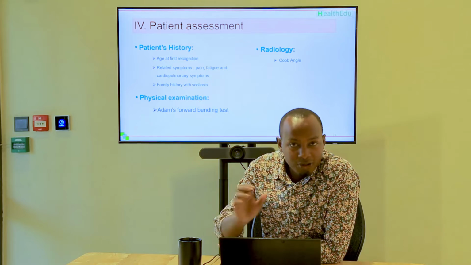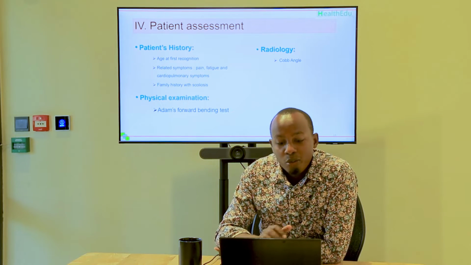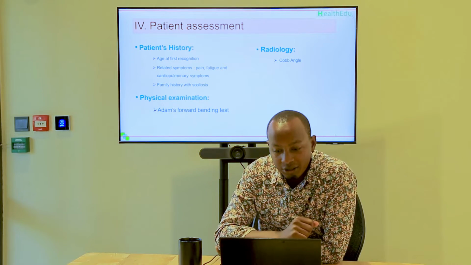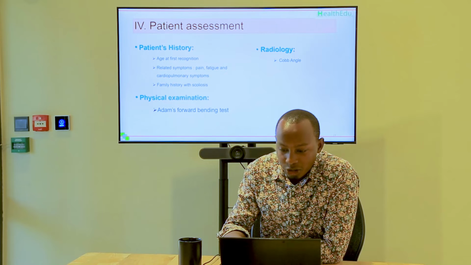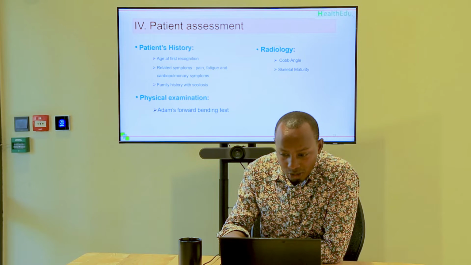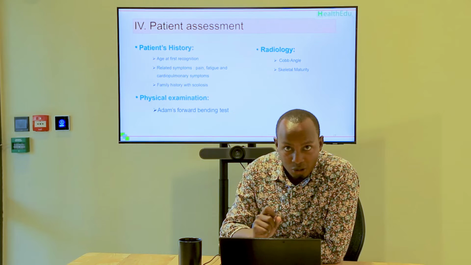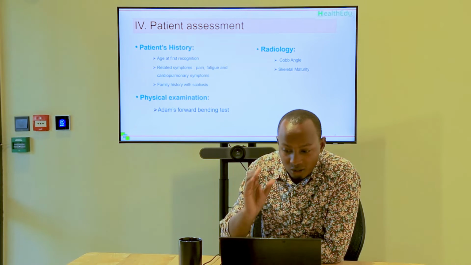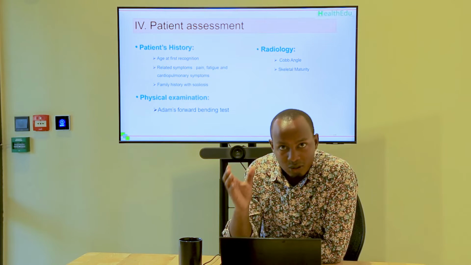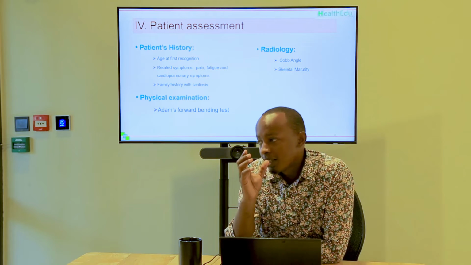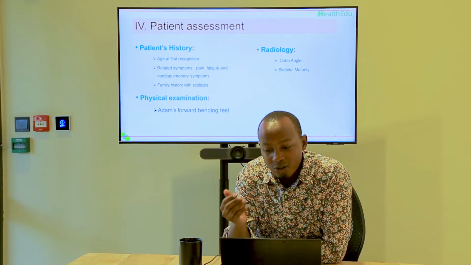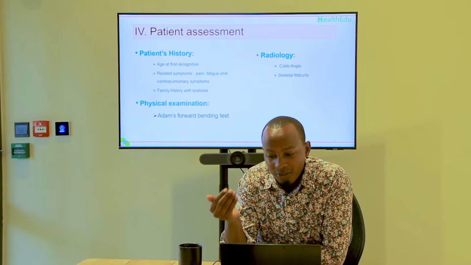But you also have to have radiology to confirm everything that you are suspecting. So in radiology, we can use the Cobb angle. We'll see how we measure the Cobb angle later. But this Cobb angle shows us the degrees or the magnitude of the curvature of the spine. So we measure it in angles.